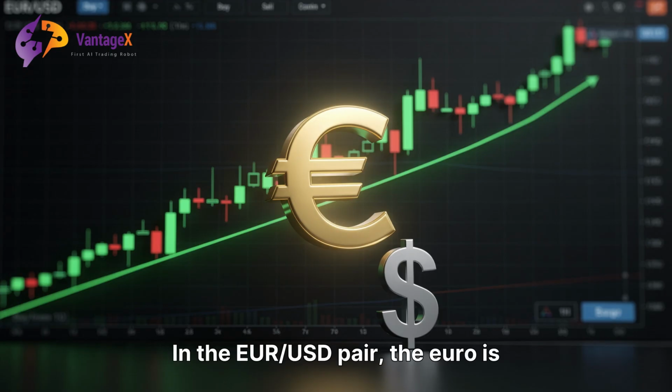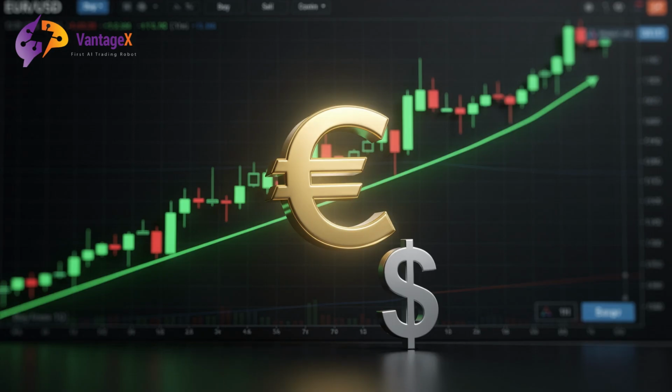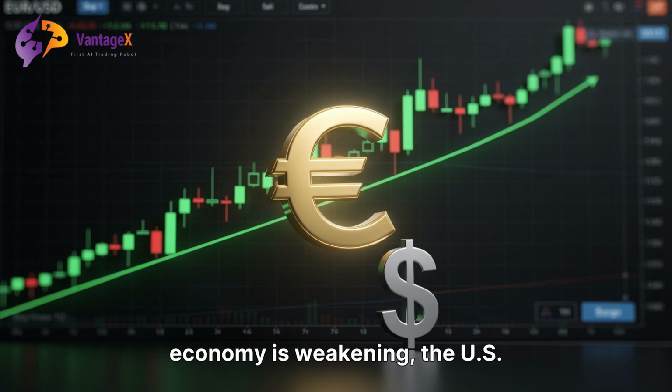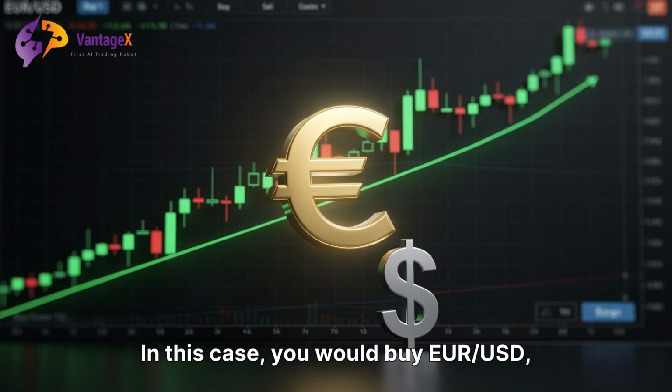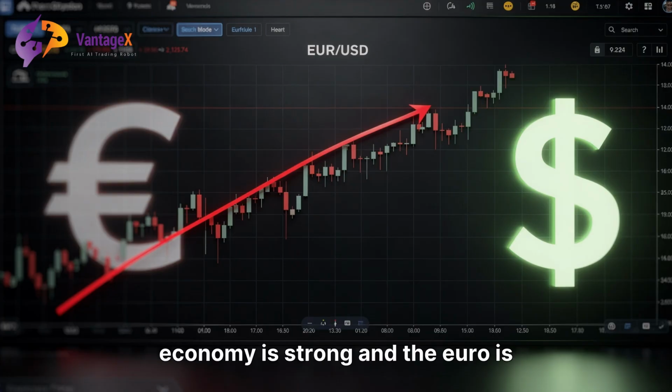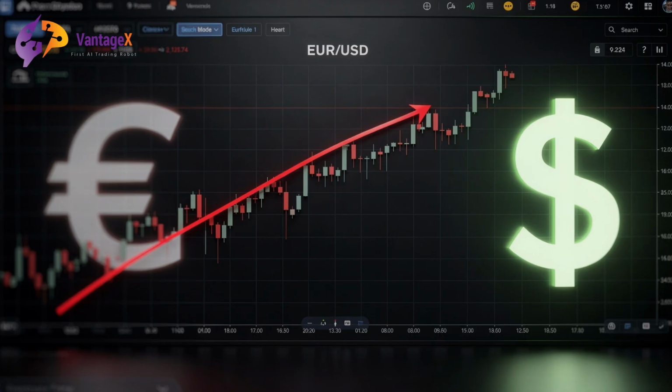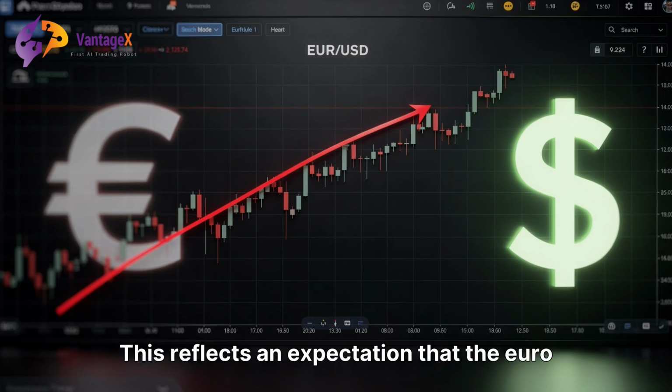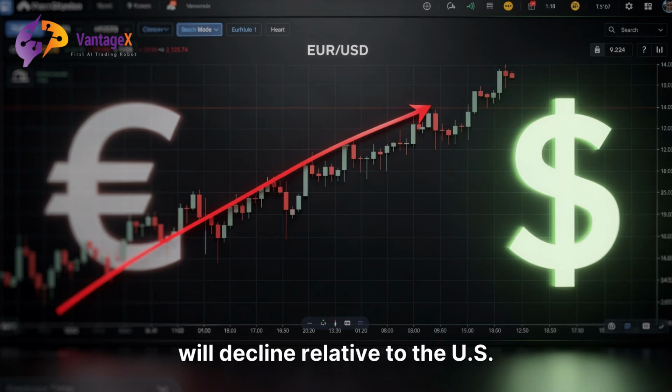In the euro to US dollar pair, the euro is the base currency. If you believe the US economy is weakening, the US dollar is likely to decline. In this case, you would buy euro to US dollar, expecting the euro to rise against the dollar. If the US economy is strong and the euro is weakening, you would sell euro to US dollar. This reflects an expectation that the euro will decline relative to the US dollar.